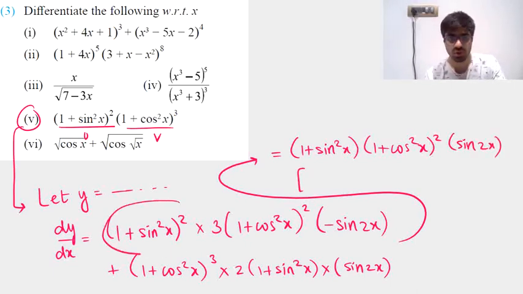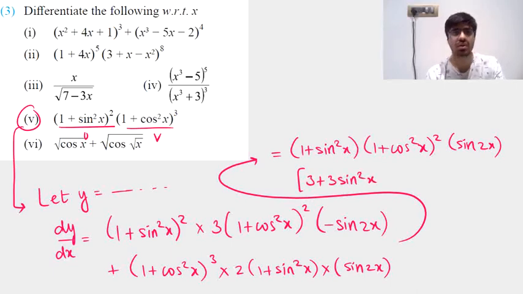What are you left with? So you are left with 1 plus sin square x, in fact, (1 plus sin square x) into 3. So we will write it as 3 plus 3 sin square x. And there's a minus sign also. So it's minus 3 sin square x. So to it we are adding 2 times the entire thing here. And we have already taken cos square x common, I mean (1 plus cos square x) the whole square has been taken out common. So you are left with 2 plus 2 cos square x. So we have 2 plus 2 cos square x.